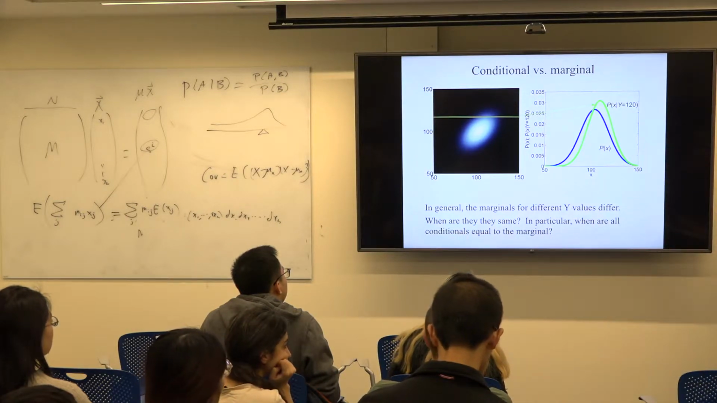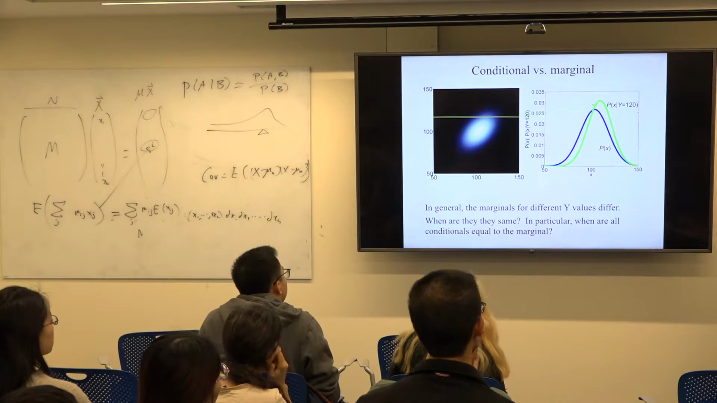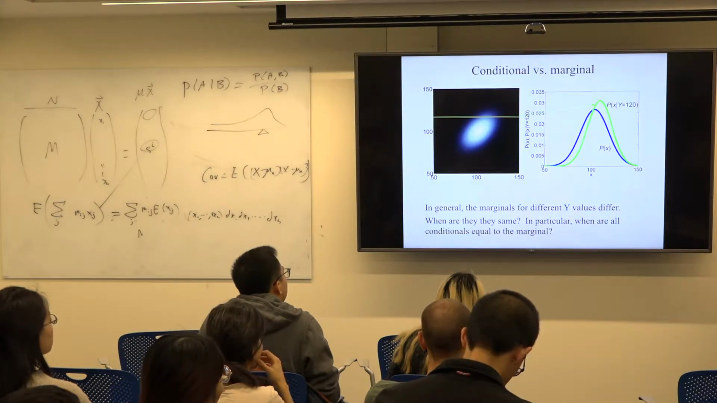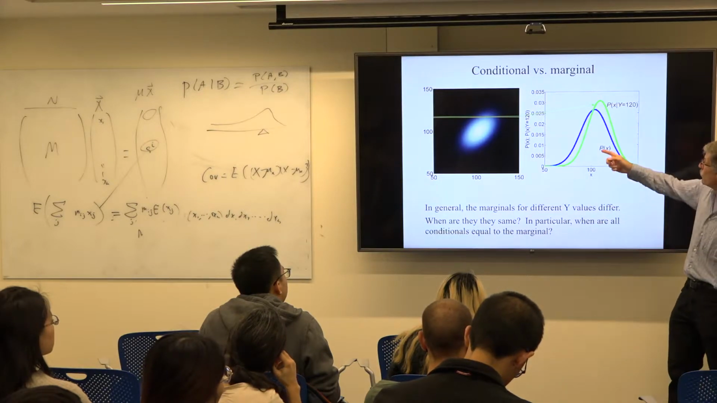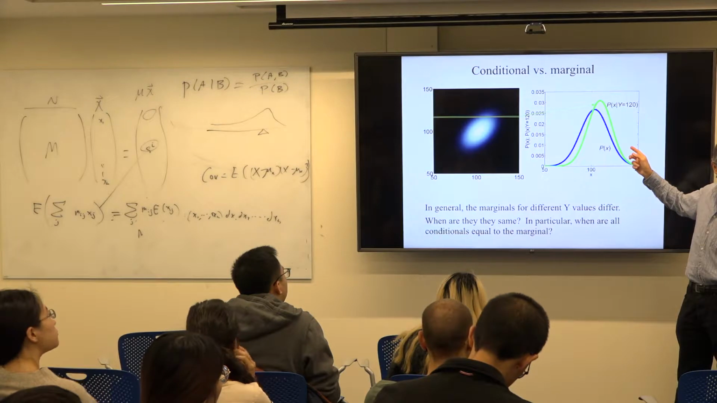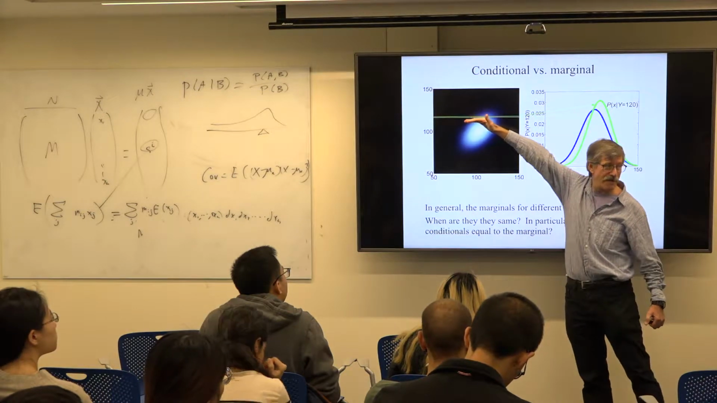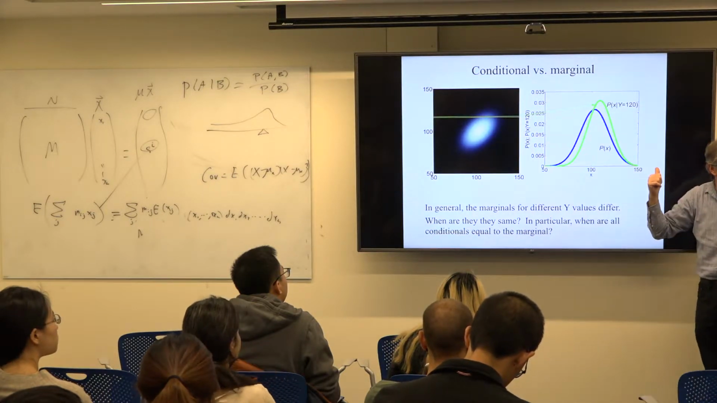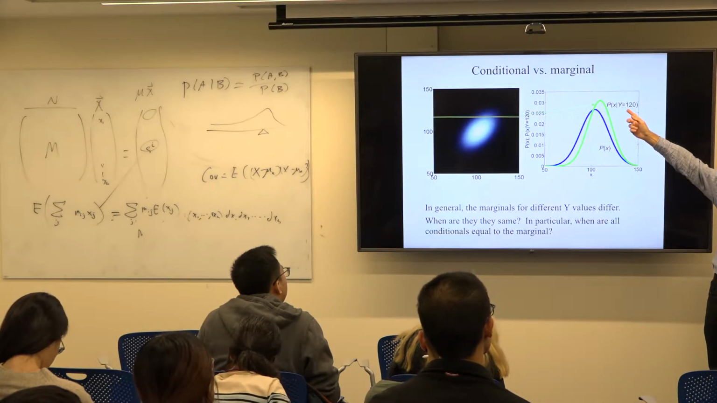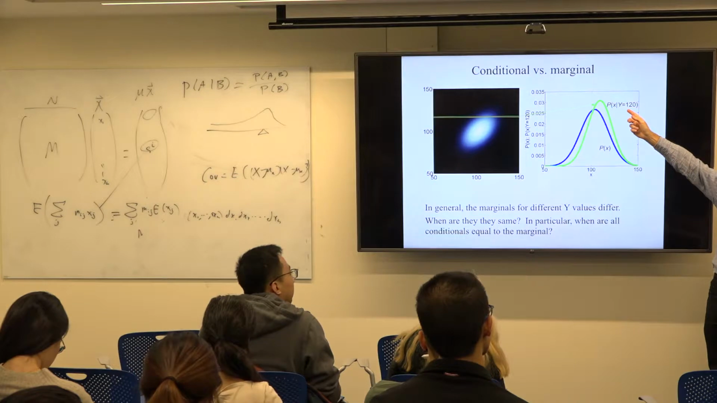Yeah? I think I'm a little bit confused. So, are you comparing the blue and the green? Right now I'm comparing the blue and green. The blue is the marginal, and the green is the conditional for this particular Y value. And I'm noticing they're not the same, which means that when I told you Y equals 120, that was informative. It affected your opinion on X.